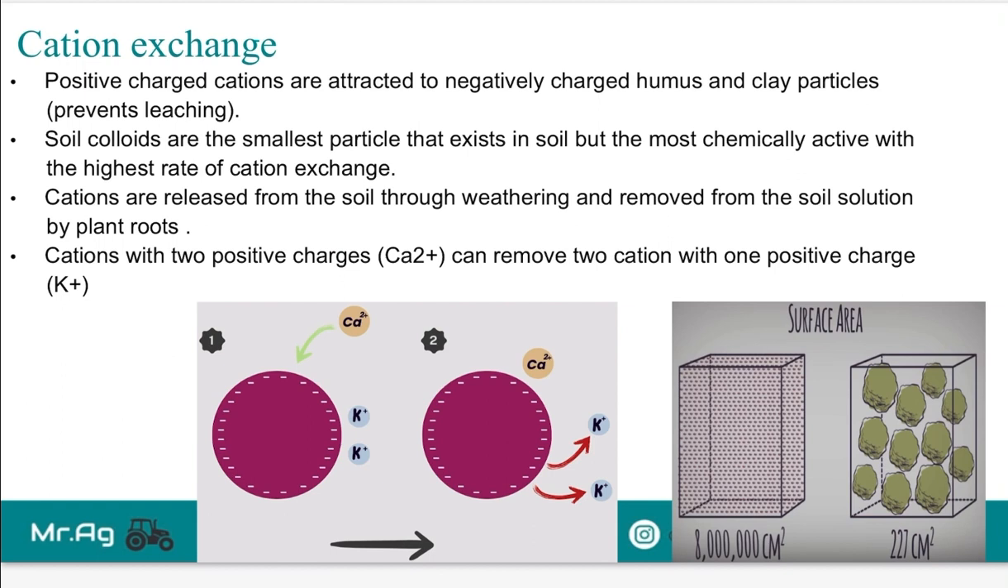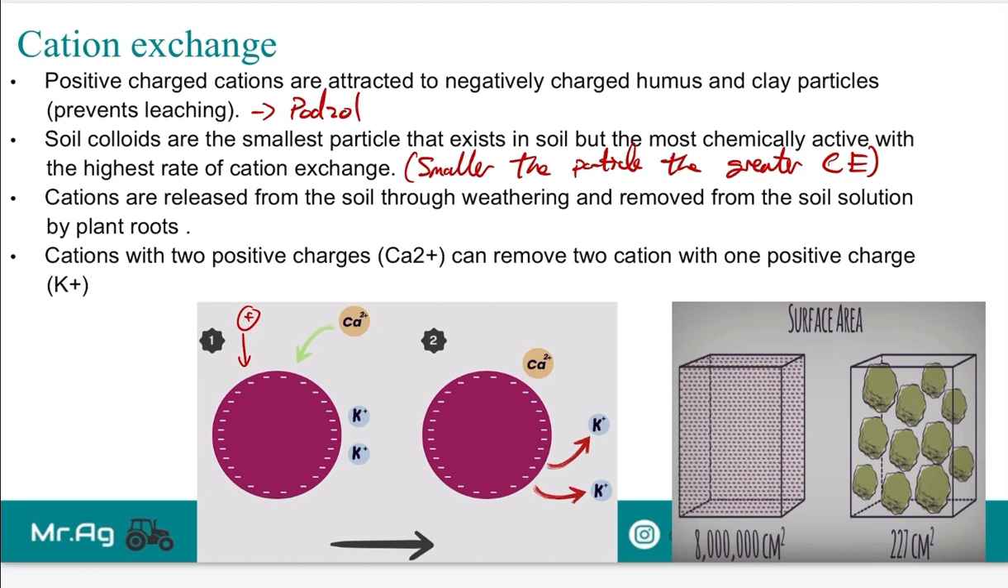Moving on, our positively charged cations are attracted to negatively charged humus and clay particles. This prevents leaching, which is seen in our podzol soils. Again, our positively charged ions are attracted to our negatively charged soil particles. Soil colloids, which are the smallest particles that exist in soil, are the most chemically active and have the highest rate of cation exchange. So what can we take from that? The smaller the particle, the greater the cation exchange. Cations are released from the soil through weathering and removed from the soil solution by plant roots.